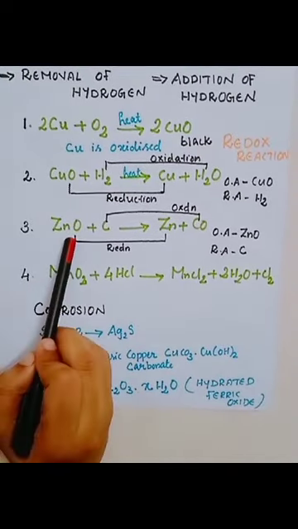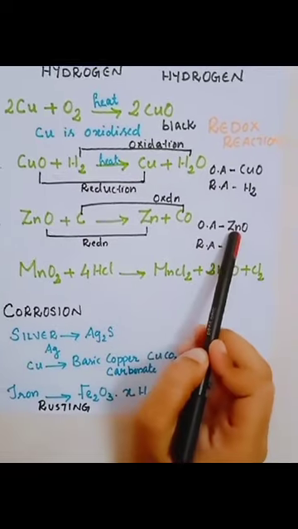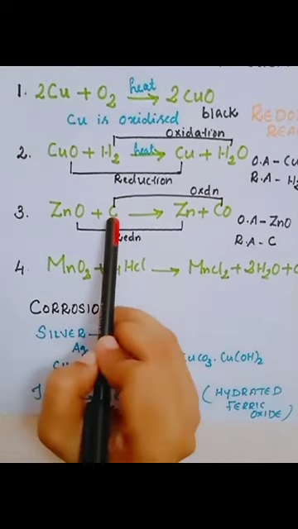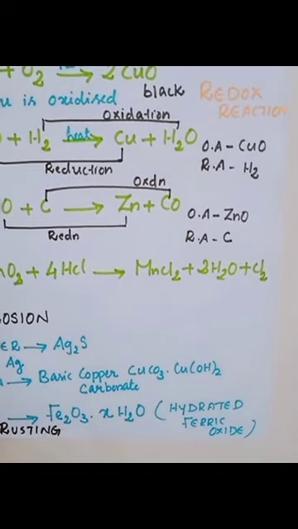Here, zinc oxide is undergoing reduction. Therefore, the oxidizing agent is zinc oxide. And carbon is undergoing oxidation. Therefore, the reducing agent is carbon.